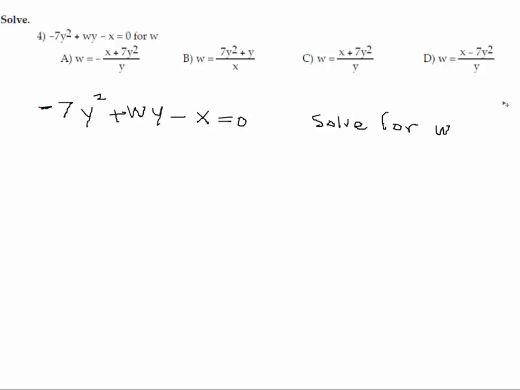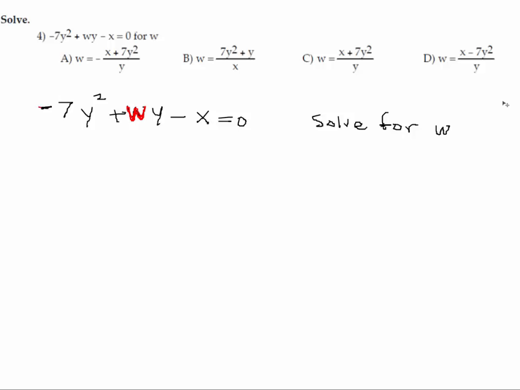Like I said, these types of problems will help you with the final exam, which you will see at the end of the semester. To solve for w, what we need to do is isolate w. So here I'm going to color this in red. This is what we're solving for. In this case, I have to eliminate all the other variables.